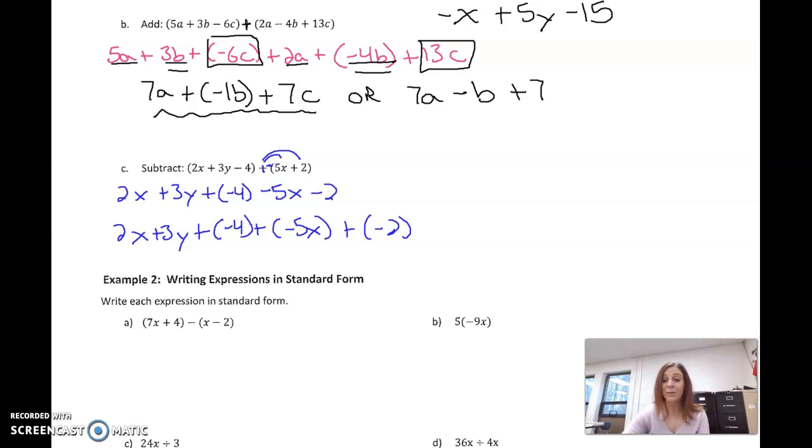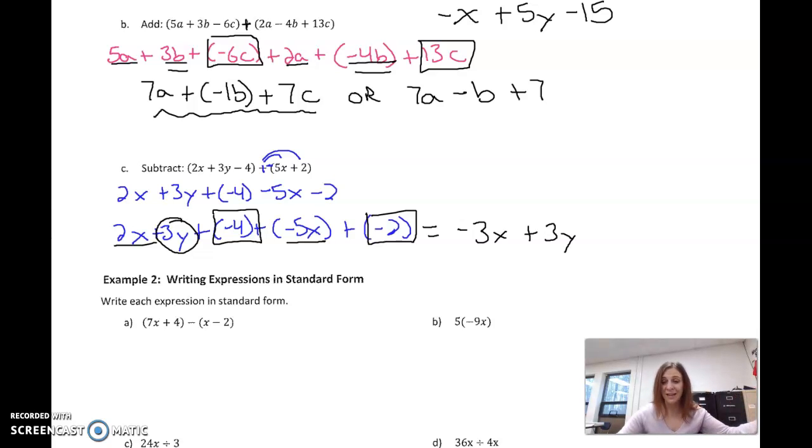Okay, so guess what? We're going to keep doing the same thing we've been doing. If I have 2 x's and a negative 5 x's, 2x's plus negative 5x's is a negative 3x's. You can circle things if you want. If I have 3y's and no more y's, I'll just go plus 3y's. And negative 4 and negative 2. If I had a negative 4 and a negative 2, that's going to be a negative 6.